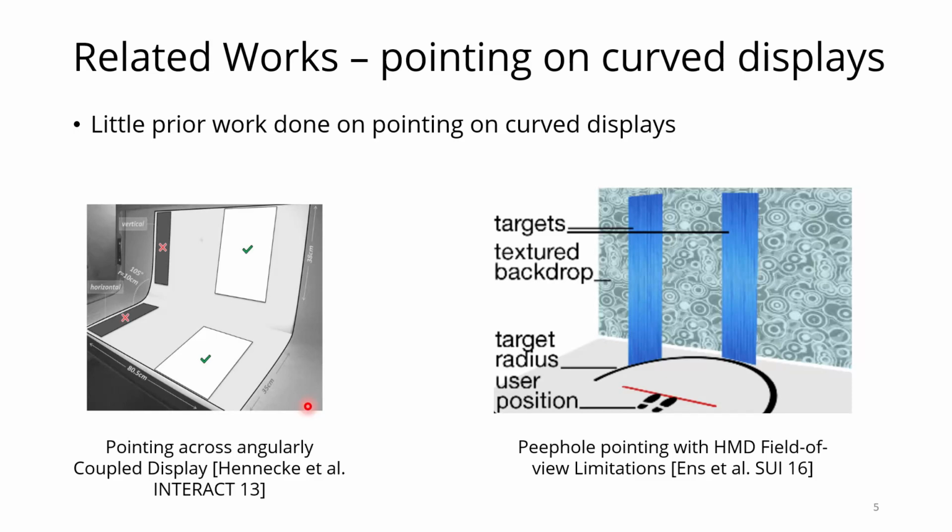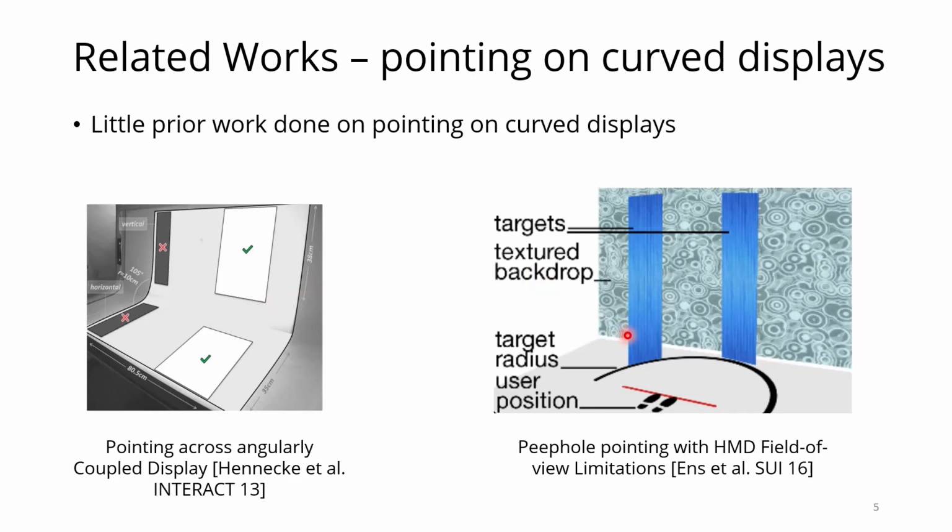To our best knowledge, only two papers considered pointing on curved displays. On the left, we see Henneke et al. considered target width, amplitude, target direction, and display region for 2D pointing tasks, and they had two input modalities, which were direct touch and mouse, for a 42-inch curved display. And their results showed that Fitts law applies to the curved display irrespective of different input types, which for their case was touch and mouse.